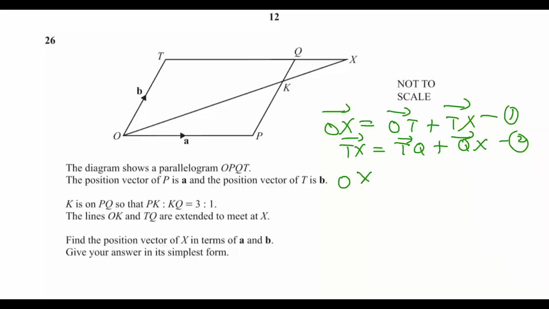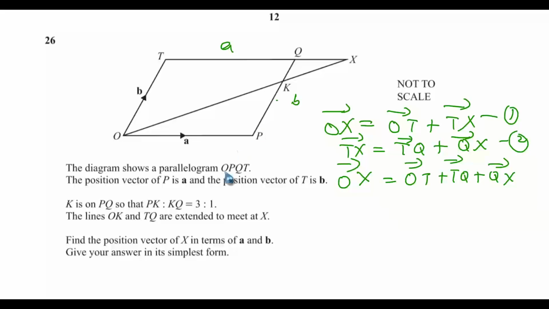So OX now will be equals to OT plus TQ plus QX. So put the arrow to show the direction. So now we already have OT to be B. So OP is A. So that means TQ will be A. And then PQ will also be B. That's the whole of this, it will be B.